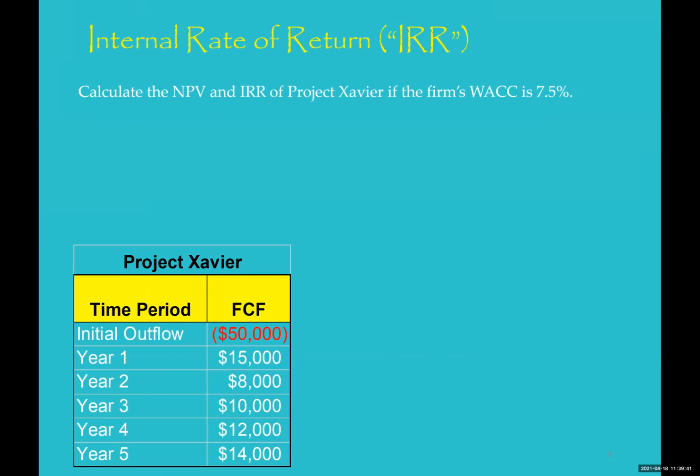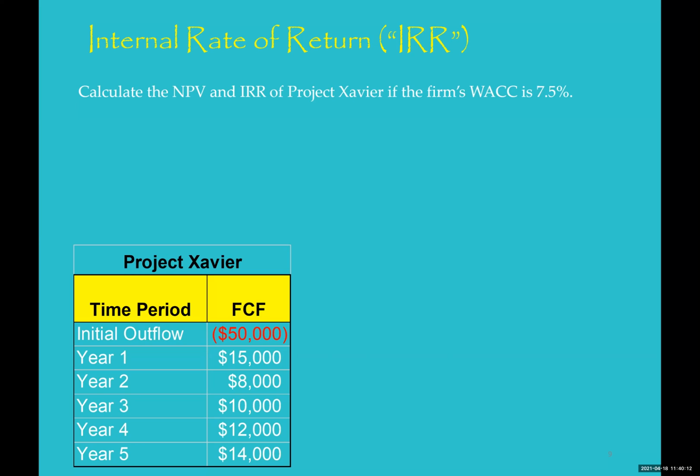All right, so now let's take a look at a project. This is Project Xavier. Notice that Project Xavier has an initial cash outflow of $50,000. So that's how much it costs to launch this project. That includes any associated taxes, delivery fees, and any other expenses. That's the all-in cost. And it's negative because it's a cash outflow. Project Xavier then is expected to have 5 years of cash inflows, and they're here on the screen.